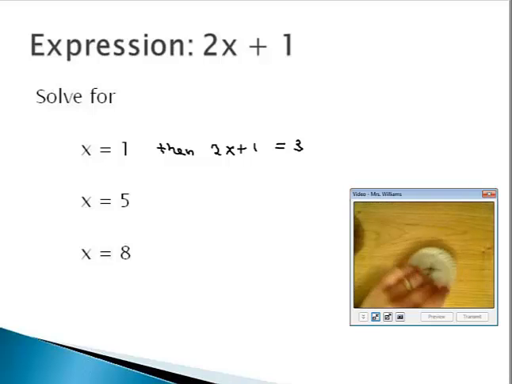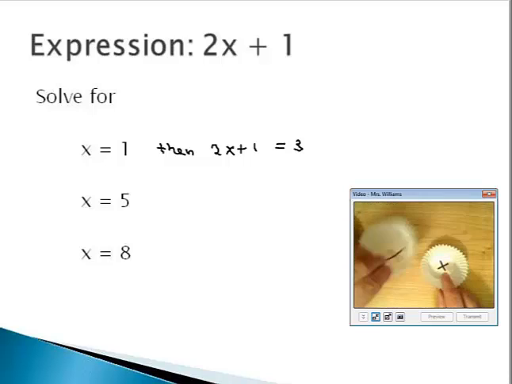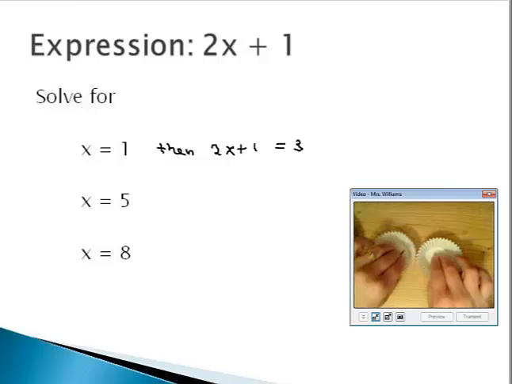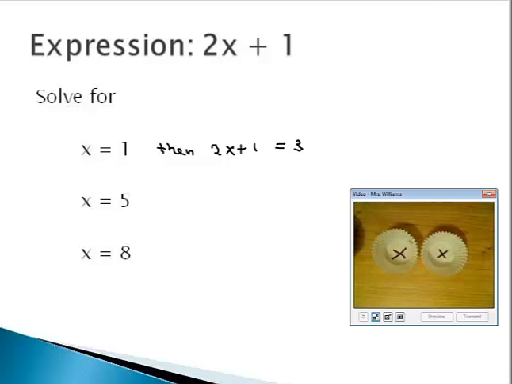Okay, what about if x equals 5? Okay, our expression is still 2x. So we have an x box for each x. And if x is equal to 5, then I'm going to put 5 pennies in each x box. Got an American penny in there.